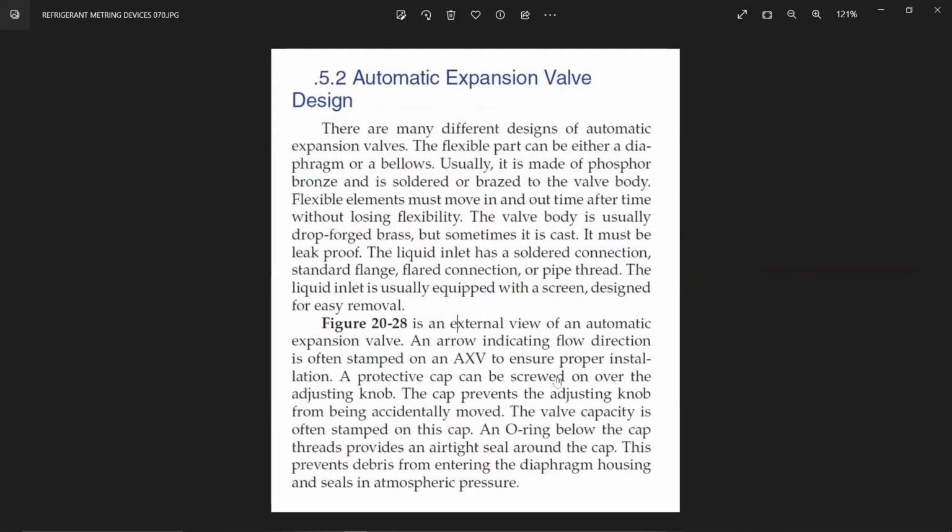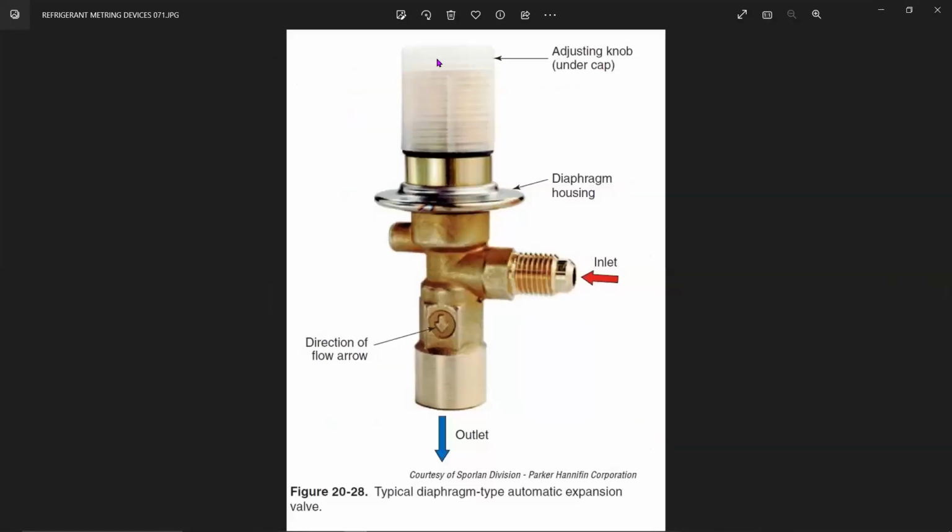Now the protective cap can be screwed over the adjusting knob, but it is not adjusted more. The cap prevents the adjusting knob from being accidentally removed. The wall capacity is often started from the cap, with an O-ring below the cap thread for an airtight seal around the cap. This prevents debris from entering the diaphragm outlet and seals the atmospheric pressure. Inside there is always a sealed atmospheric pressure, not directly open. It is basically sensing it from a distance.